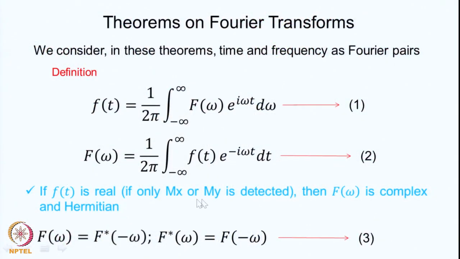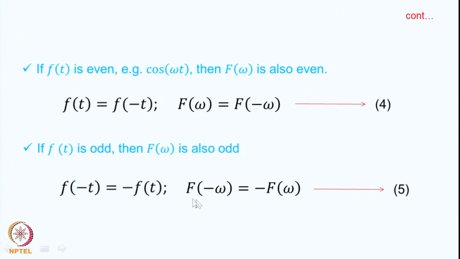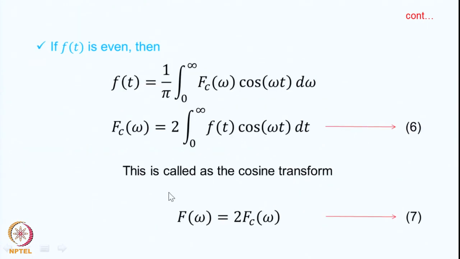How do we get such kinds of situations? This depends upon what we actually collect. If you collect only one of these components, mx or my, depending upon what you collect, this can be collected as a cosine function or a sine function, and depending on that you will have this sort of behavior. Now, there are other properties which will come as a result of the definition of the Fourier transform itself.